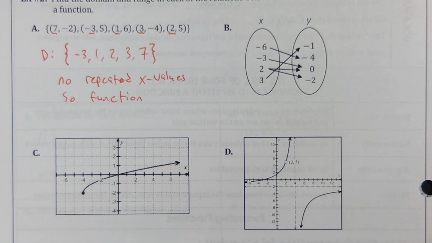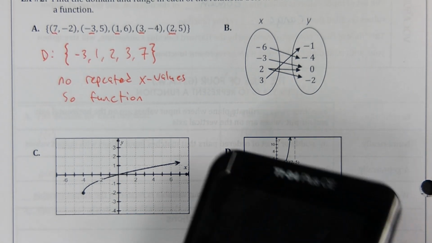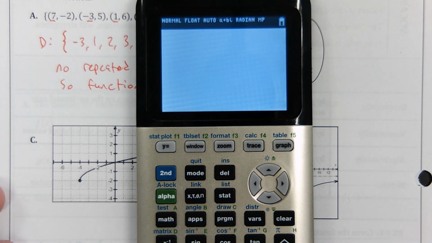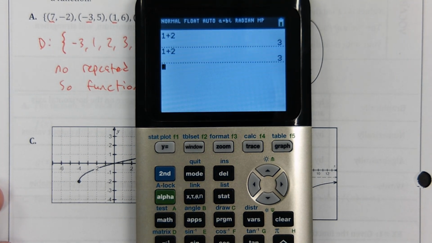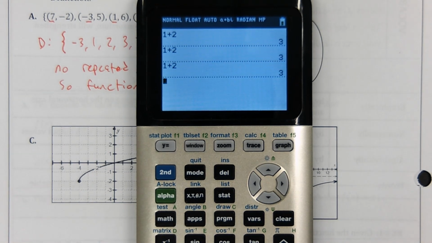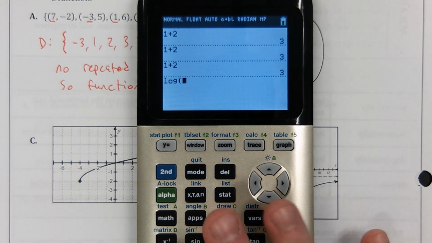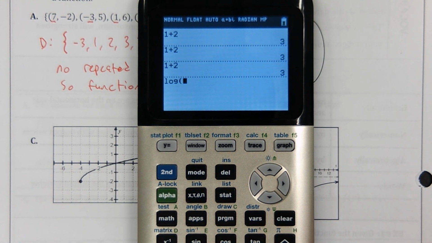Think about the inputs as being commands on a calculator. It doesn't matter how many times I do 1 plus 2 on this calculator. It is always going to give me 3 as my output. You see, the input 1 plus 2 has exactly one output. That means this thing is functioning, if you'll pardon the joke.